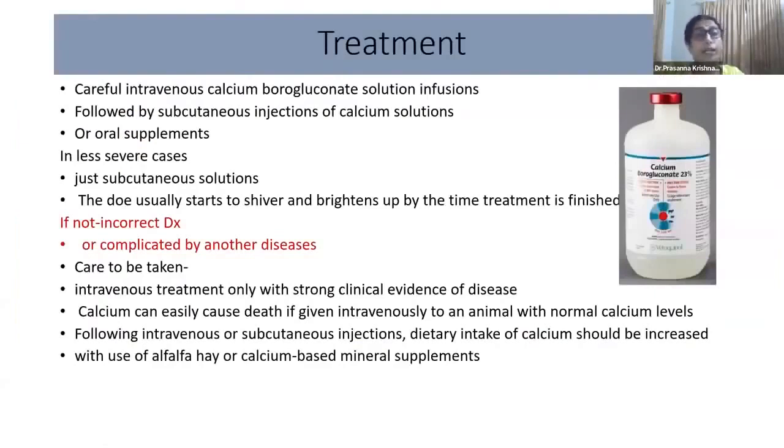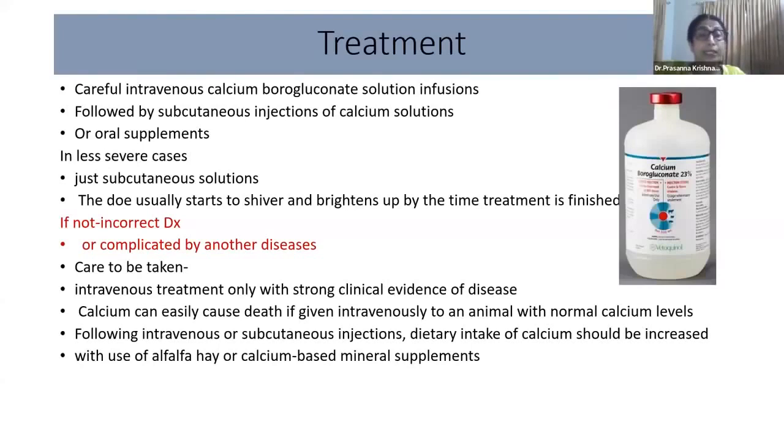So we have to be very careful while giving the intravenous calcium borogluconate solution as infusions. And you can follow this IV injection by subcutaneous injections of calcium solutions, or oral supplements can be given. In less severe cases, just subcutaneous solutions of calcium will help you. And the doe usually starts to shiver and brighten up by the time the treatment is finished. That will give you some excitement.